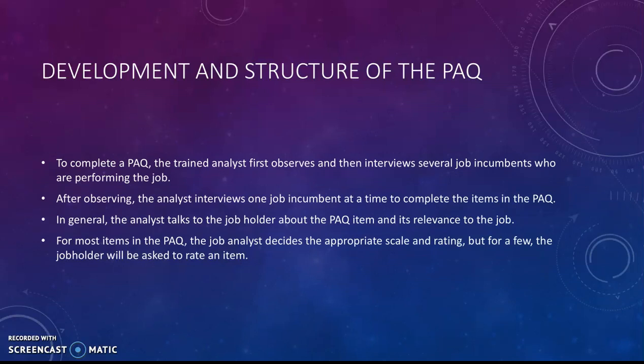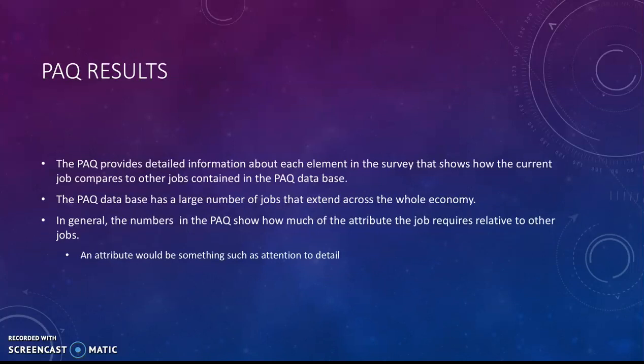To complete a PAQ, the trained analyst first observes the job and then interviews several job incumbents individually. In general, the analyst will ask each job incumbent about the PAQ item and its relevance to the job. For most items in the PAQ, the job analyst decides the appropriate scale and rating, but for a few, the job holder will be asked to rate an item.